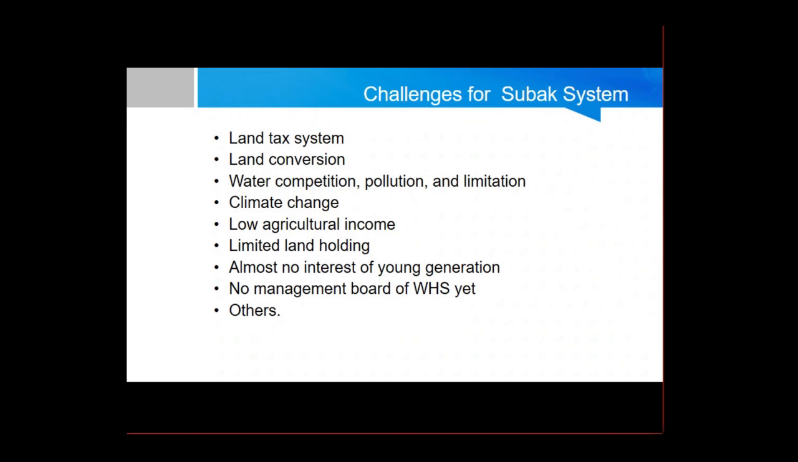And then land conversion. So in Bali now, maybe more than 1,000 hectares of rice field per year decrease because of the land tax and other activities, something like that. And then water competition between the tourism sector, drinking water companies, and so many activities in Bali, and then the water to the farmer is really limited. If there is any water, it is usually very polluted, with plastic waste, something like that.